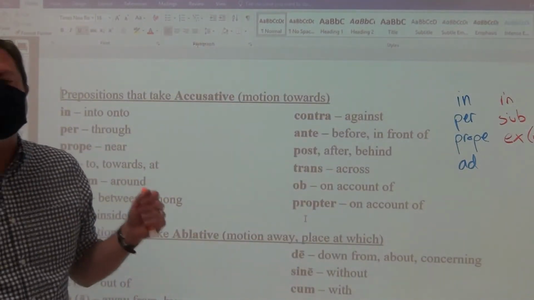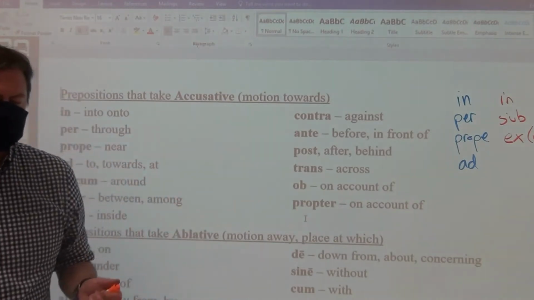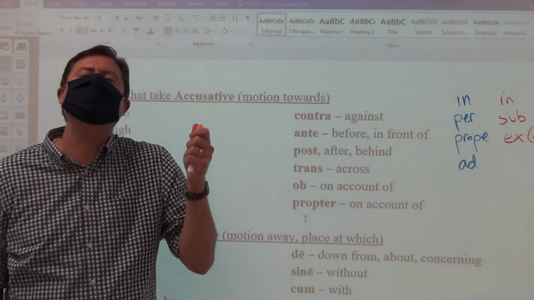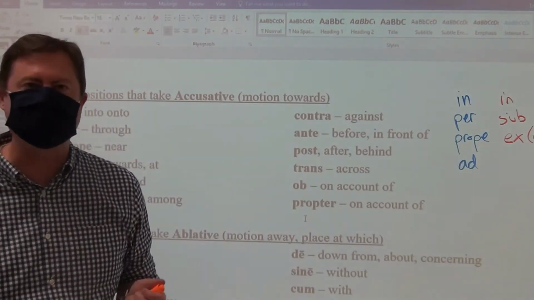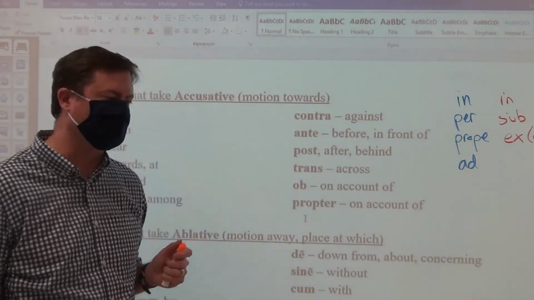Secondly, each preposition requires its object to be in a specific case. And your first superhero is Black Panther. Black Panther, your first superhero.